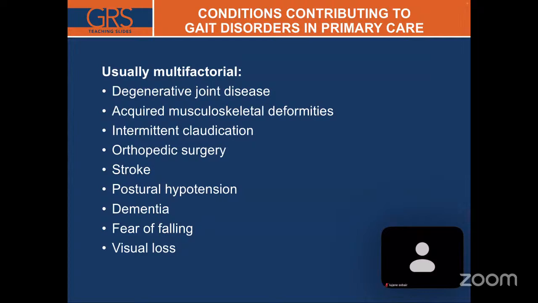Conditions contributing to gait disorders in primary care. We see that gait disorders in older adults are usually multifactorial, and several conditions can contribute to the gait impairment, including degenerative joint diseases, musculoskeletal deformities, intermittent claudication, orthopedic surgeries, stroke with any residual weakness, postural hypotension, different types of dementias, fear of falling, and also vision loss. Recognizing these contributing factors is important because it helps us understand that gait problems often result from a combination of medical, neurological, and even psychological issues.